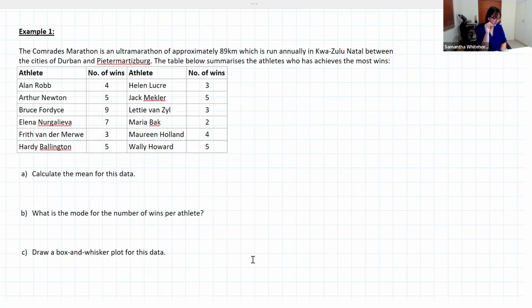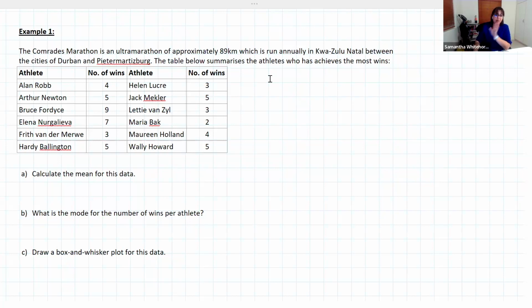So we've got a list of names and we've got how many wins they have. Now, in terms of data, we are concerned with the number of wins. I'm not saying that the names aren't important. They have done something amazing. They should be recognized. But in terms of our data analysis, we're looking at the number of wins. What you can see here is that it's just a random set of numbers, not in any sort of order.